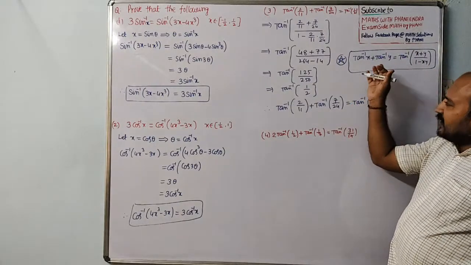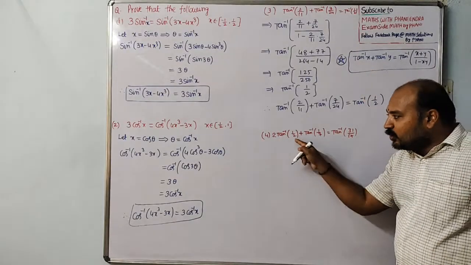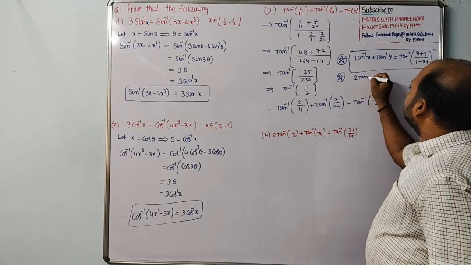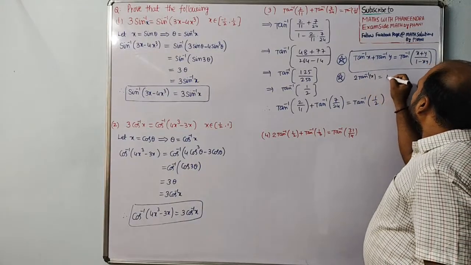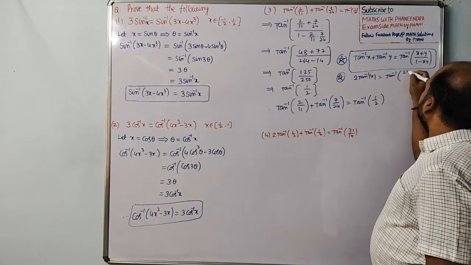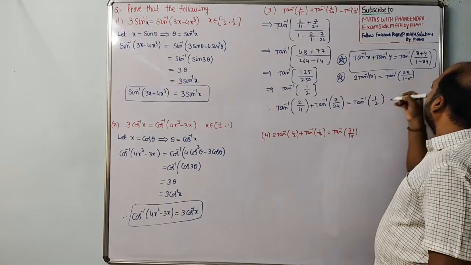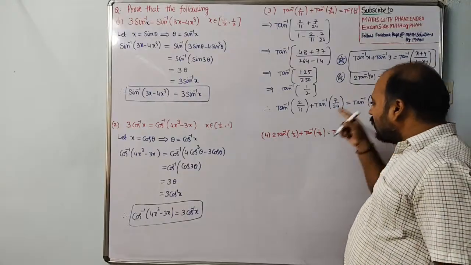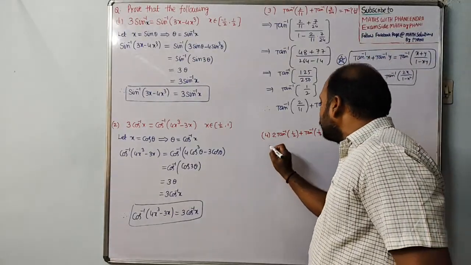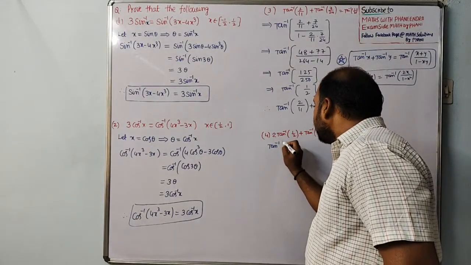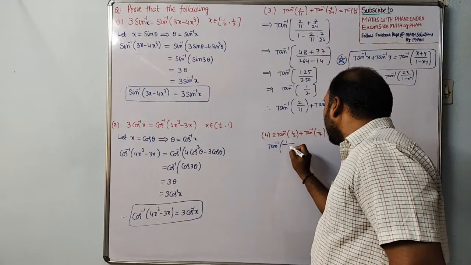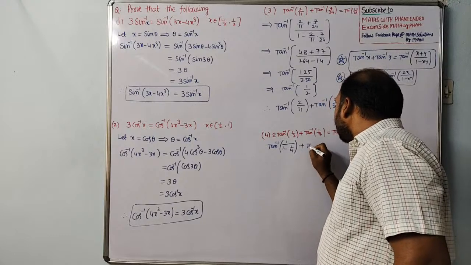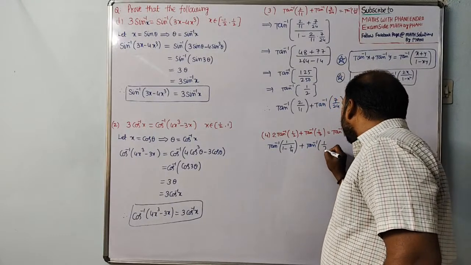Here also we have to apply the same formula. Before that, we need one formula: 2 tan inverse x is equal to tan inverse of 2x by 1 minus x square. This formula is also very important. So by using this formula, first term I'm going to implement. So 2 times 1 by 2 is 1, by 1 minus 1 by 2 whole square, which is 1 by 4.